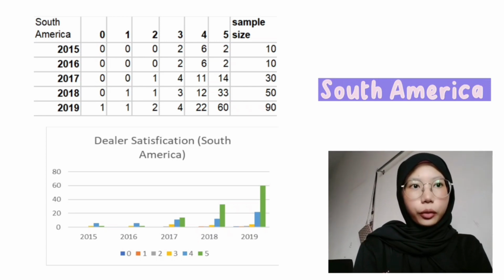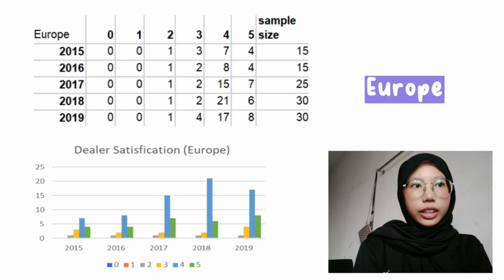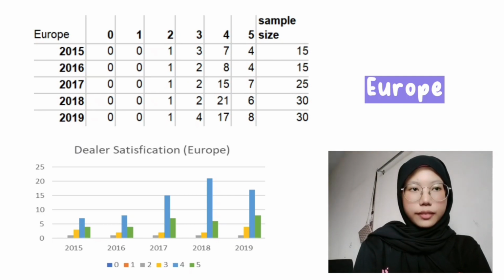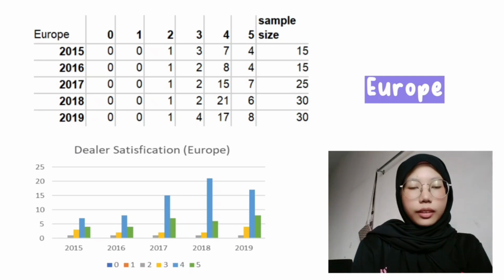Next is Europe. This database and the line chart shows dealer satisfaction in Europe from 2015 to 2019. In the year 2019, it has the highest scale, which is 21 in scale 4. However, the dealer satisfaction on scale 4 started dropping in 2019. The number of dealer satisfaction from 2015 to 2019 was consistently the same for scale 0 to 2.